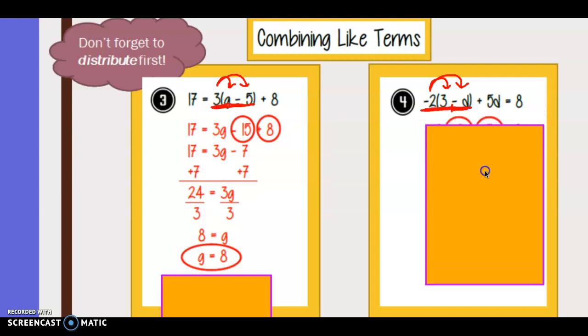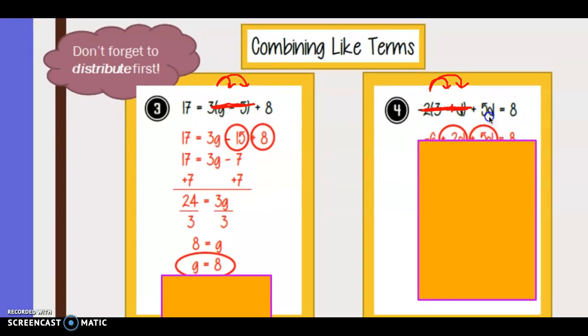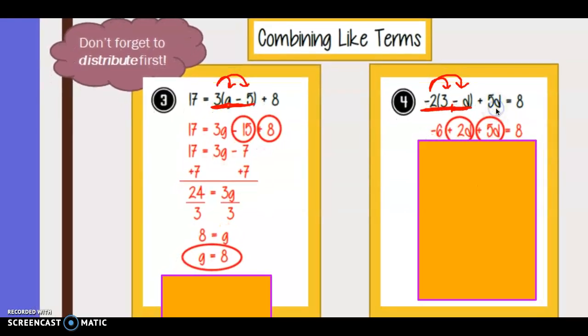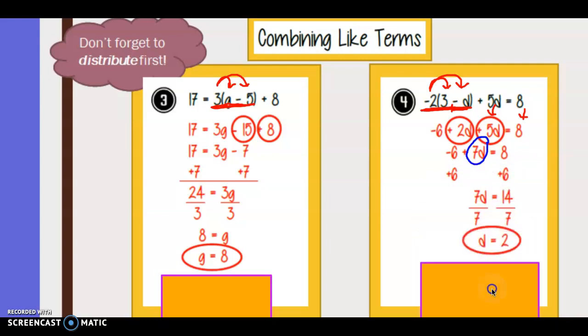All right, so if you distribute, you would get negative 2 times 3 is negative 6. And negative 2 times that negative d is a positive 2d. Check your sign on that. Bring down the plus 5d and bring down the equal sign and the 8. All right, now we combine our 2d and 5d to get 7d. Bring everything else down. To get the 7d all alone, we need to get rid of that negative 6, so you add 6 to both sides, and you'll get 7d is 14. Divide by 7, and you get d equals 2.